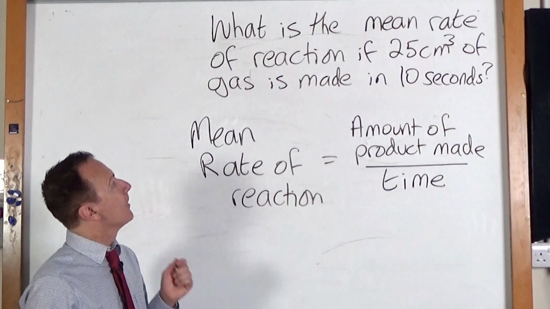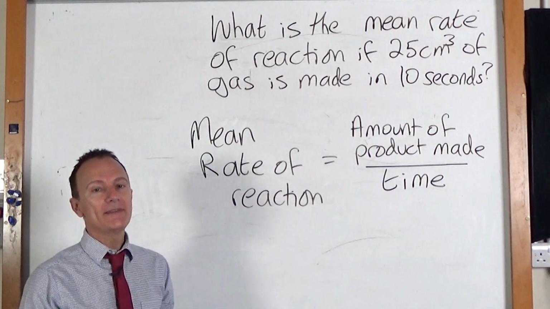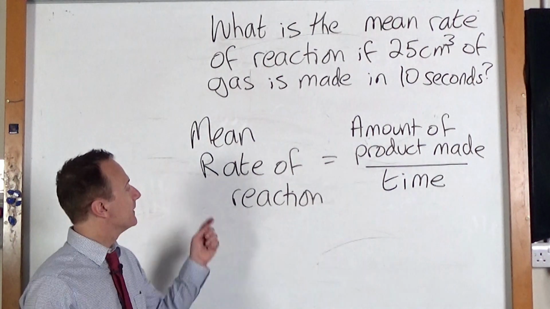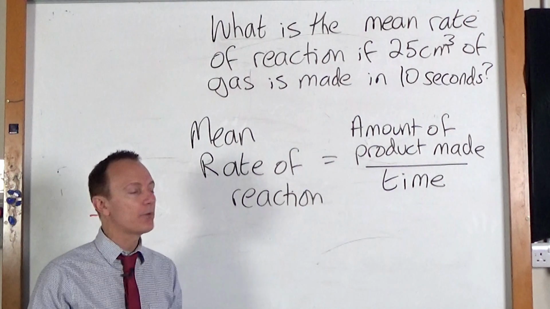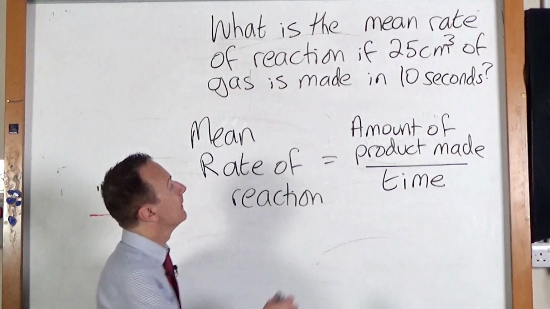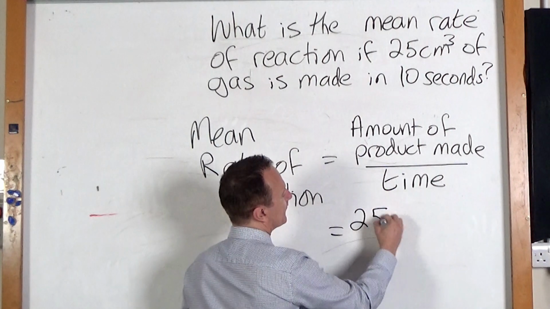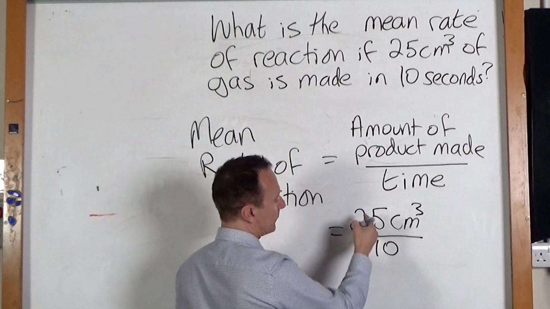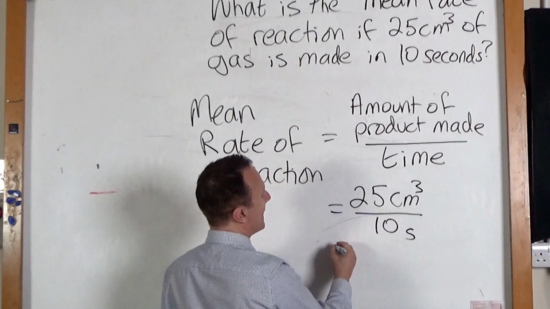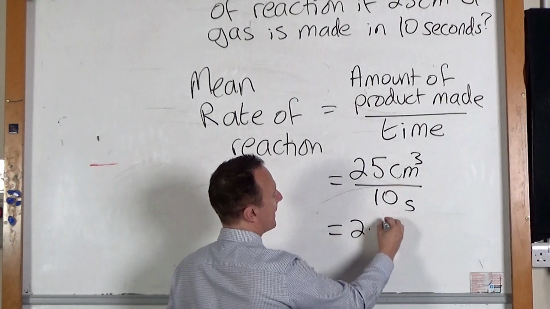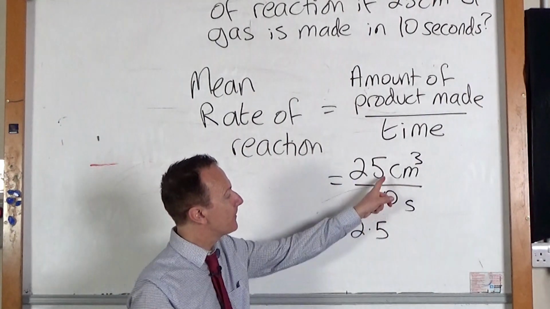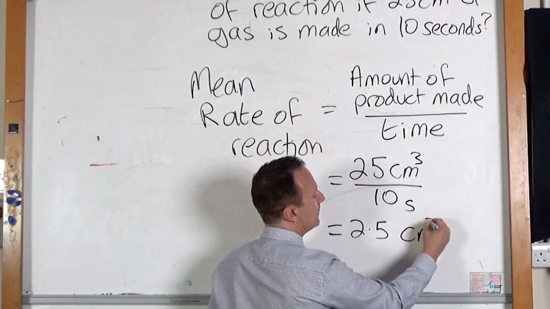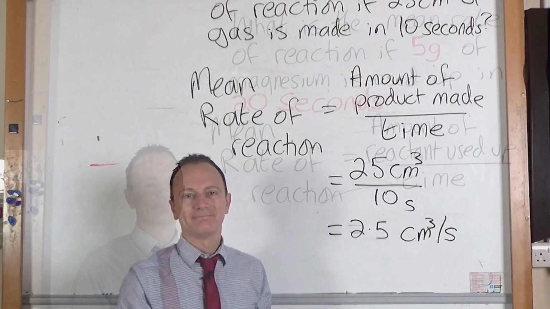Here's an example. What is the mean rate of reaction if 25 centimeters cubed of gas is made in 10 seconds? So for this one, we use mean rate of reaction is the amount of product made divided by time. So it's making 25 centimeters cubed of gas, and the time is 10 seconds. So 25 divided by 10 is going to be 2.5, and the unit will therefore be centimeters cubed slash seconds. So centimeters cubed per second.